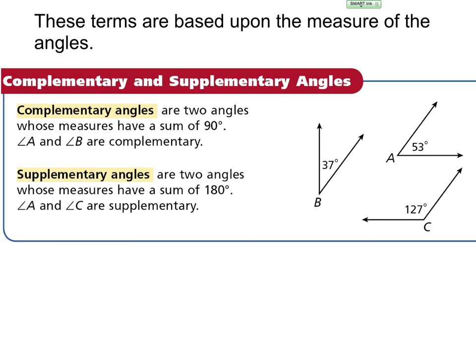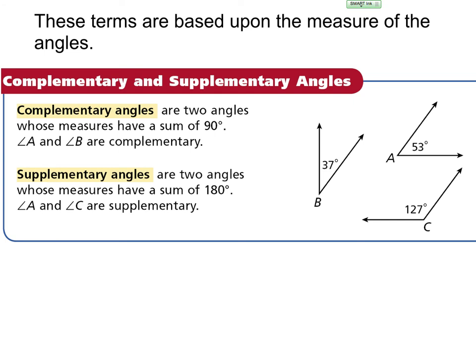So in your notes, you'll now see complementary and supplementary. We'll use the marker board again. Okay, close. Now complementary and supplementary angles, doesn't matter what the picture looks like. We just need to know what the measures are. Because complementary angles are two angles whose measures have a sum of 90 degrees. So two angles that add up to 90 degrees.